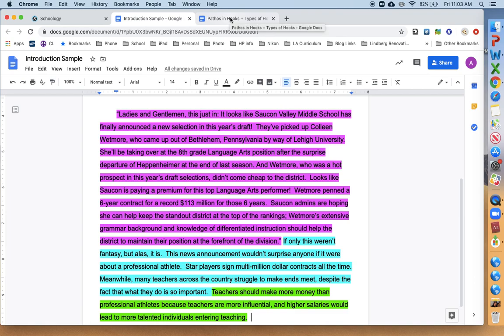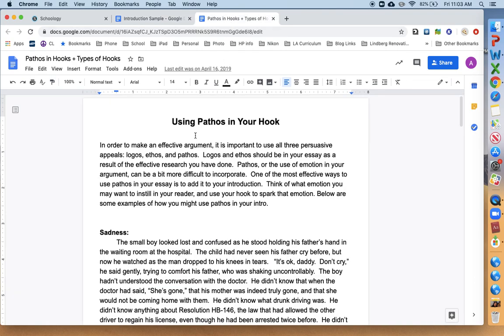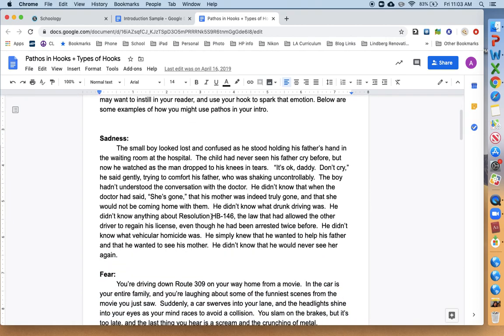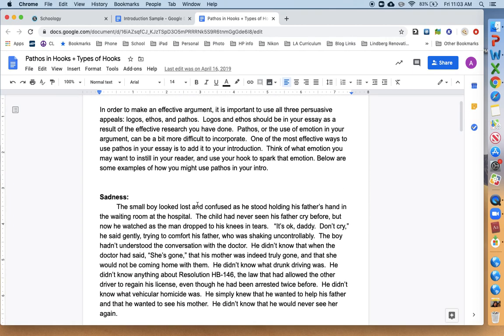The other document that I have in here, and I have a copy of this for you, is the idea of using pathos in your hook. Okay, quick reminder, pathos is the use of emotion. All right, and when you're trying to convince somebody of something, emotion is a really important factor. Okay, this explanation up top, it tells you you should have logos, which is reasoning, and ethos, which is you can trust me, in your essay as the result of the effective research as you've done. But sometimes it's hard to get that pathos or emotion in there. And so I gave you some different examples of pathos as a hook.